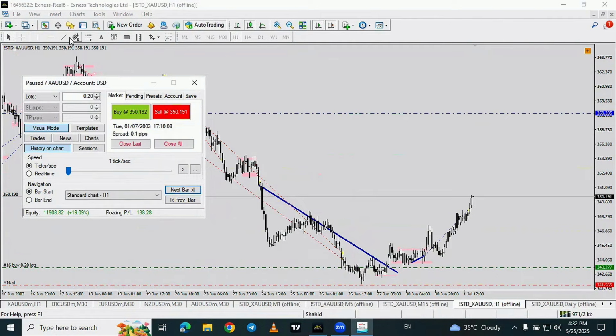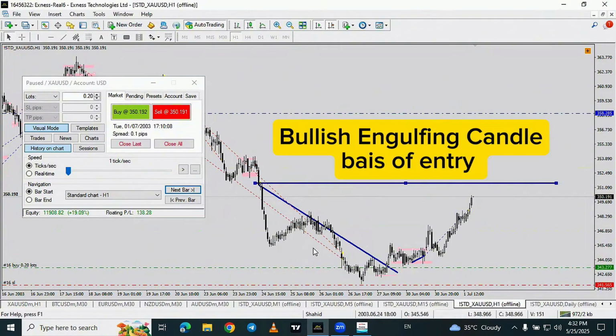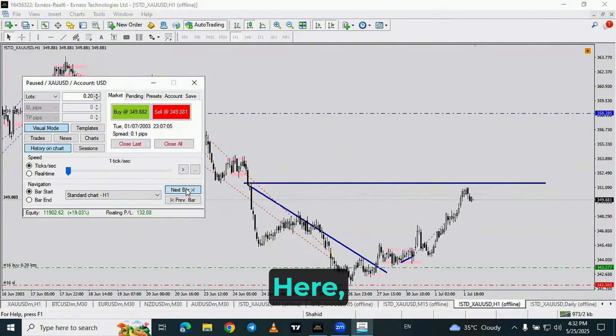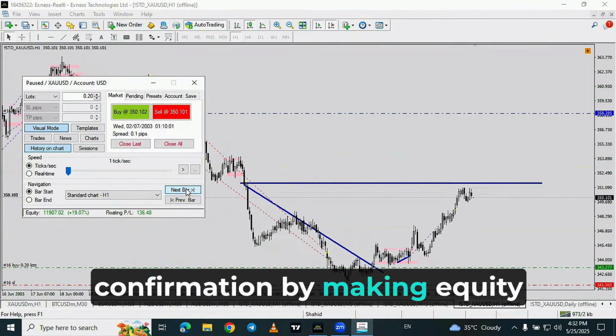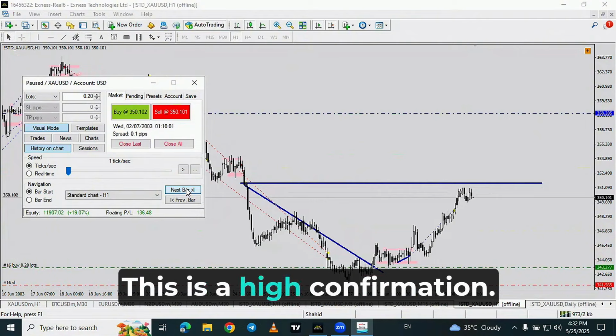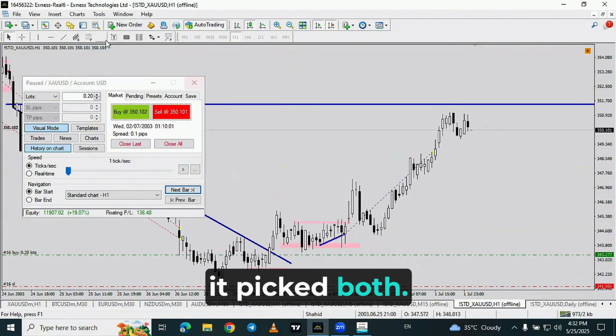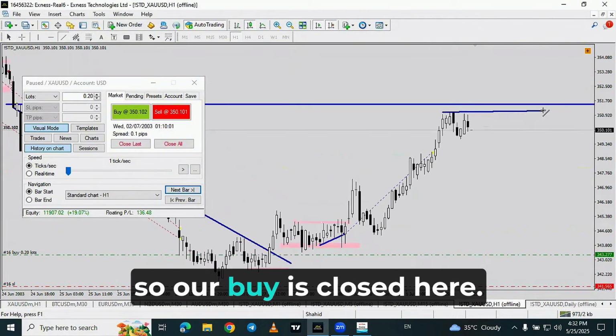Look at this. Here, the market is giving a confirmation by making equity around the same level. This is a high confirmation. The market can also come into a sell now. Let's wait. Look, it picked both. It picked this and that. So our buy is closed here.